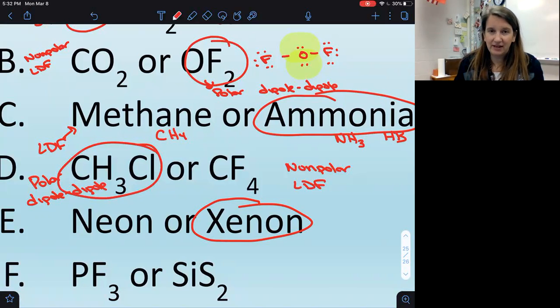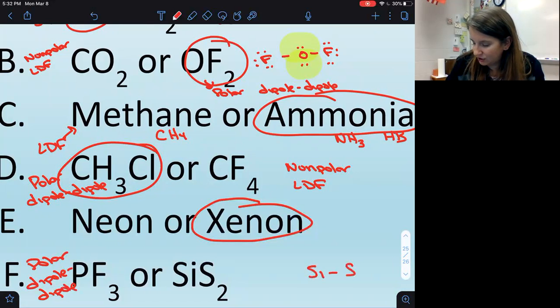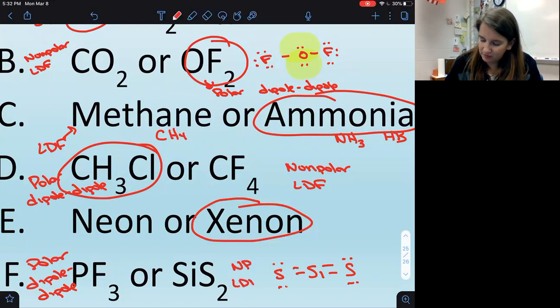Now, we've drawn both of these before. We know that PF3 has a lone pair on the P, so that means that this is polar, which means that this is dipole-dipole with another PF3 molecule. I've drawn the SiS2 before. Let me just draw it up here really quick again for you. This is what it looks like. Okay, there's no lone pairs on the silicon. The ends are the same. This is nonpolar. It would have LDF forces between 2 SiS2 molecules. So my answer would be the PF3.